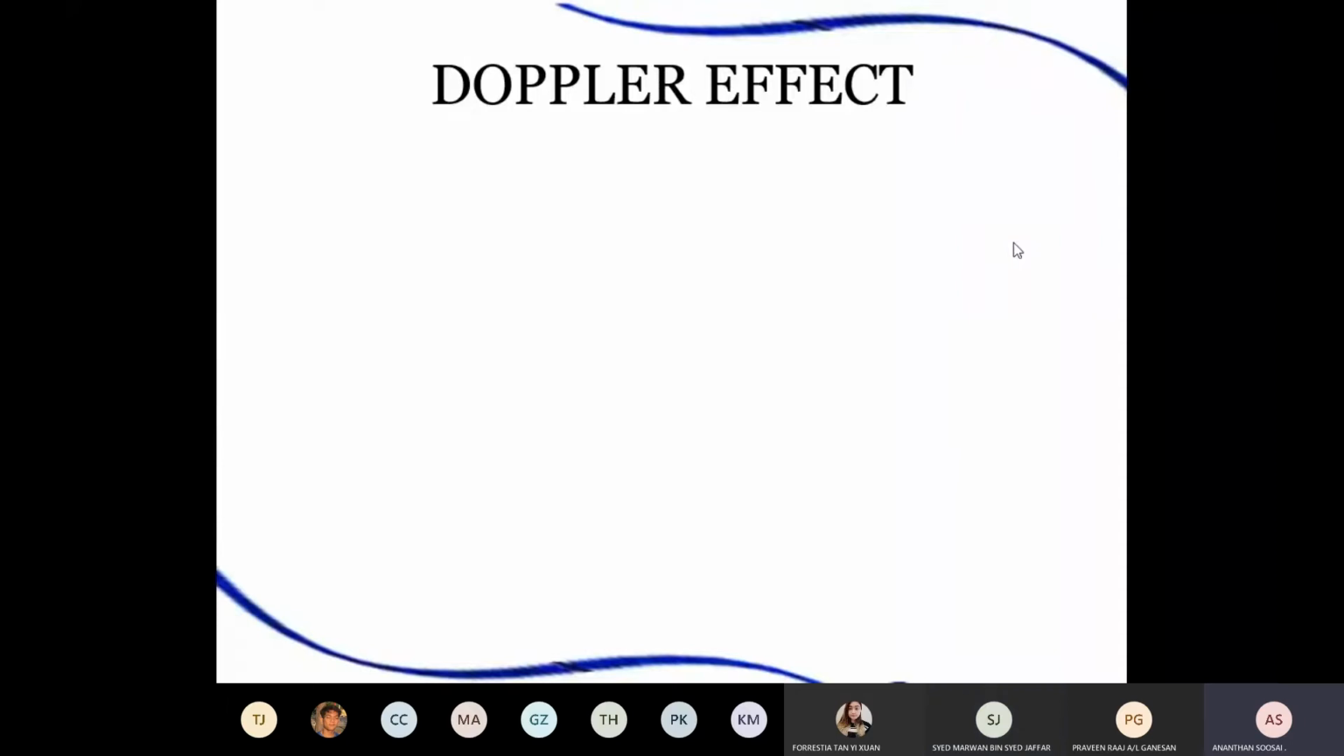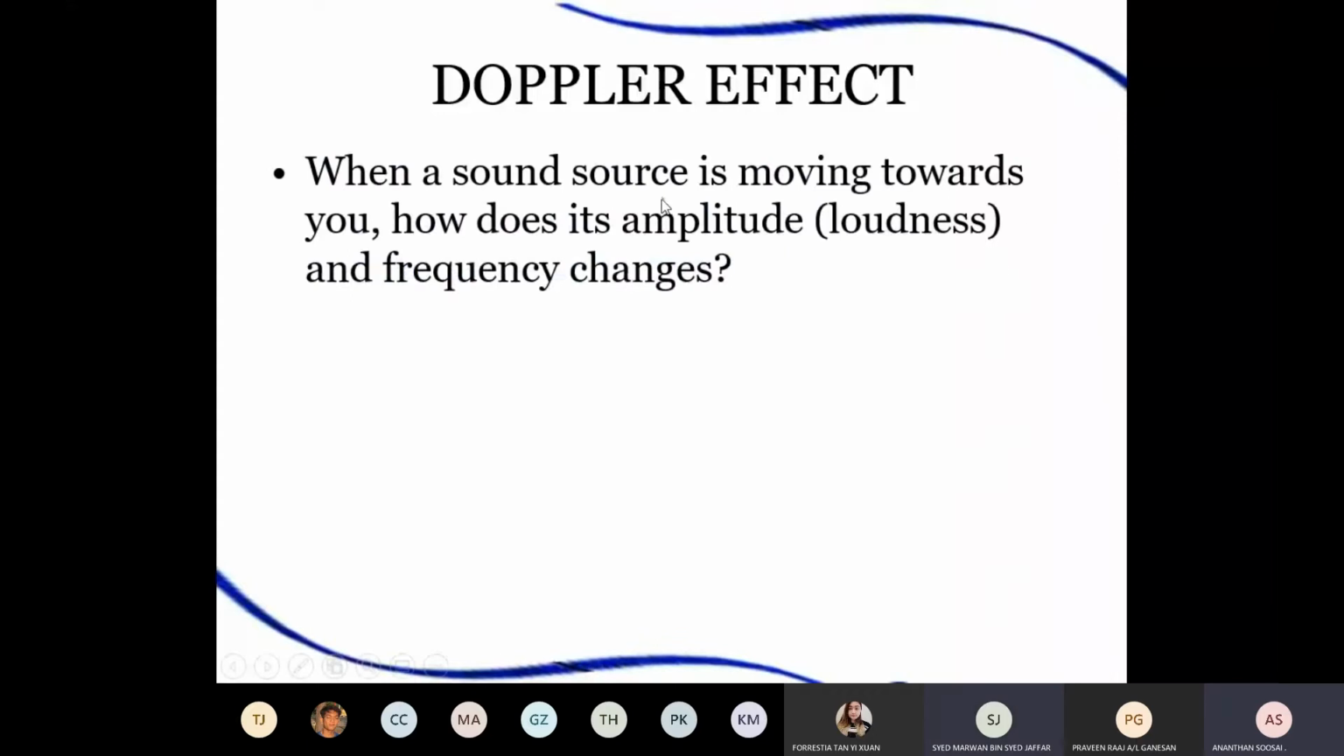So the Doppler effect has a lot of uses actually. The speed trap, how fast your car is moving, is tested by using the Doppler effect. And for the universe expansion, one of the proofs is the Doppler effect. We will come to that. Okay, so the Doppler effect: a sound source is moving towards you. How do its amplitude and frequency change? Okay, so you have to check that.